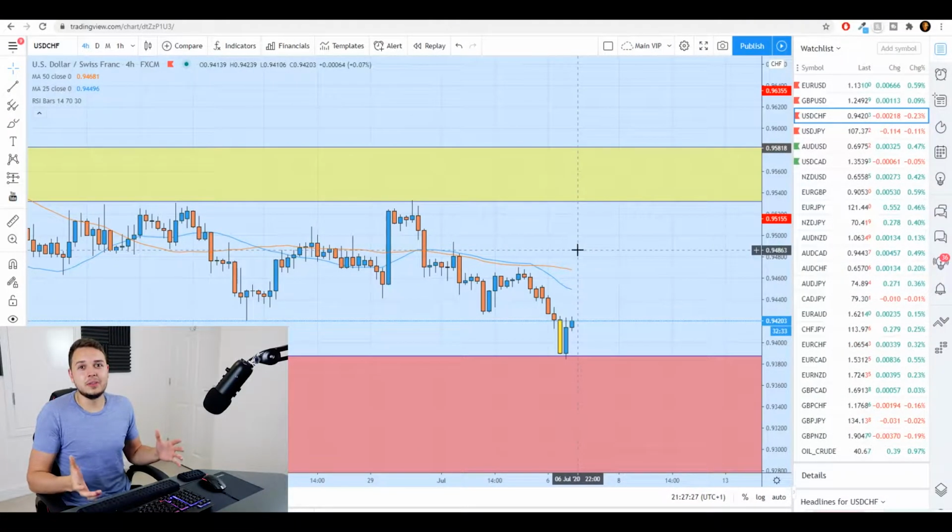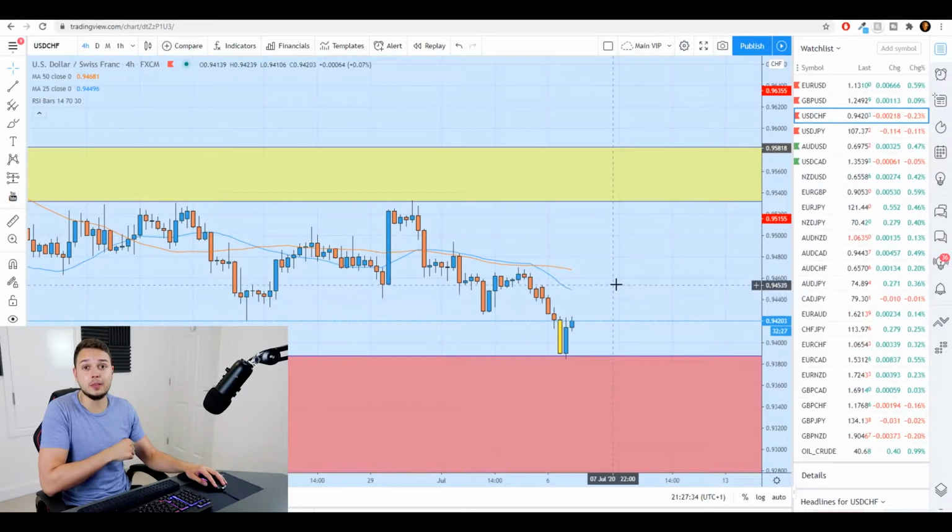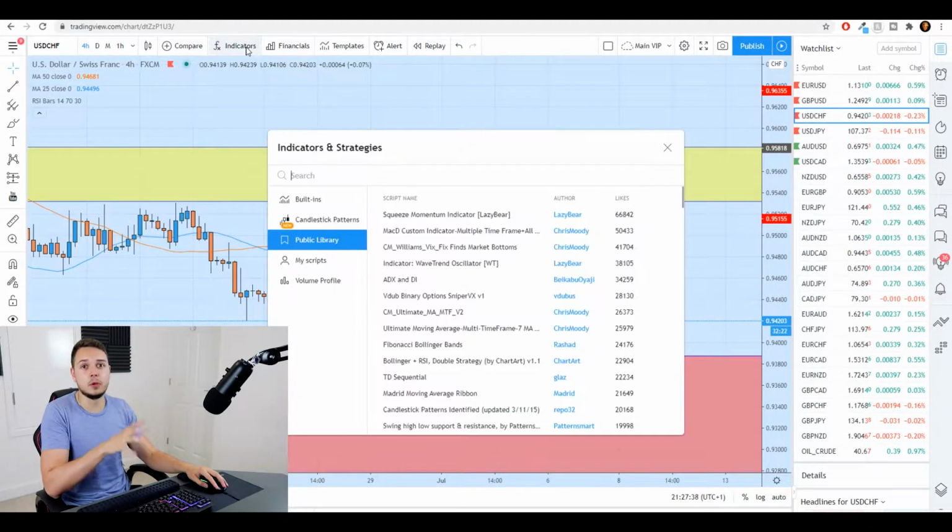So we're here on the USD Swiss franc currency pair. As you can see, I have RSI bars already on. As you can see, there's a yellow candlestick. What does it mean? It's actually RSI. It's awesome, right? Indicators. So where do we find it?